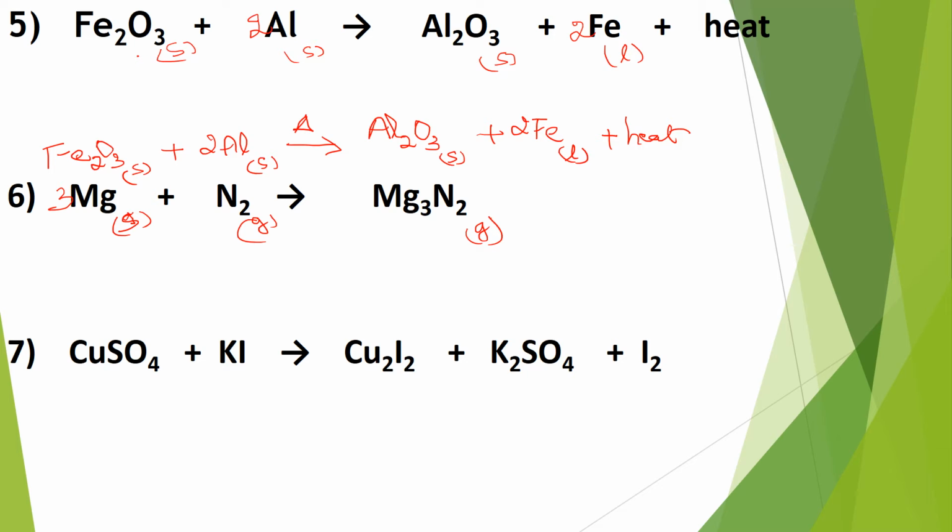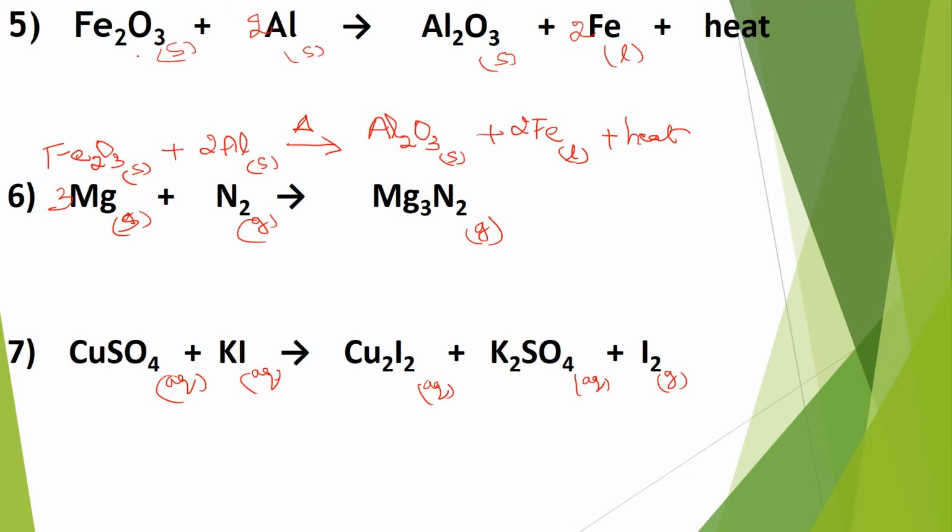So let us see the other example. Copper sulfate reacts with potassium iodide to form copper iodide, potassium sulfate and iodine. See, very easy to write the symbols. Iodine is always a gas and potassium sulfate is an aqueous solution. Copper iodide is again an aqueous solution, and potassium iodide is an aqueous solution. Copper sulfate is also an aqueous solution. So copper sulfate solution combines with potassium iodide solution to form copper iodide.